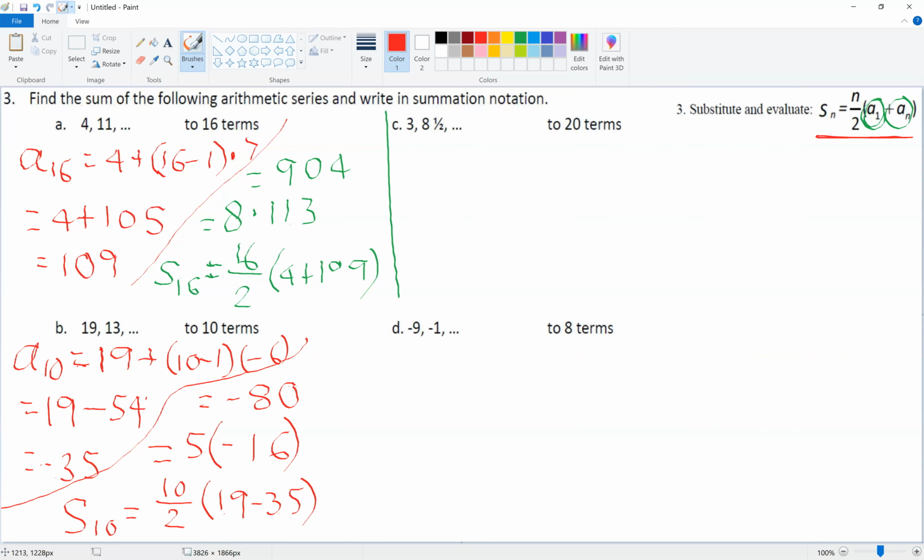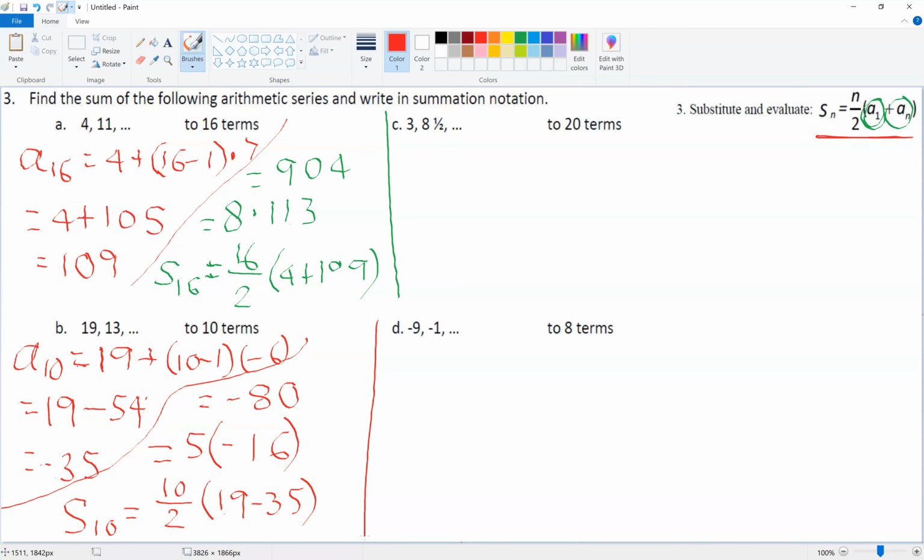A10, the 10th term? Yeah. So the 10th term would be 19 plus 10 minus 1 times negative 6, which is negative 54, which would be negative 35. Then I used the first term plus the A10, and then times 10 over 2, which is 5, and this would be negative 16, which is negative 18. Yeah, that makes sense. I must have done something wrong then.